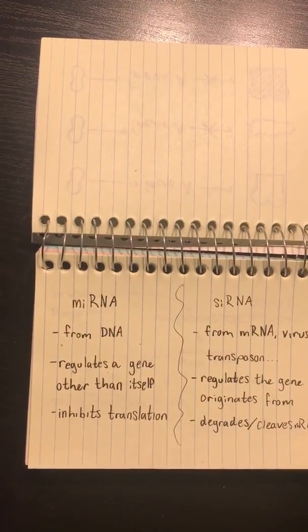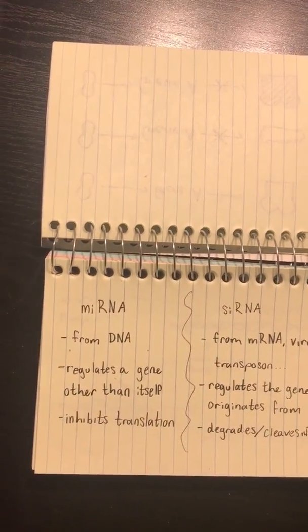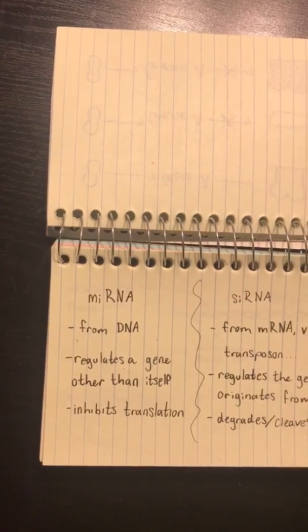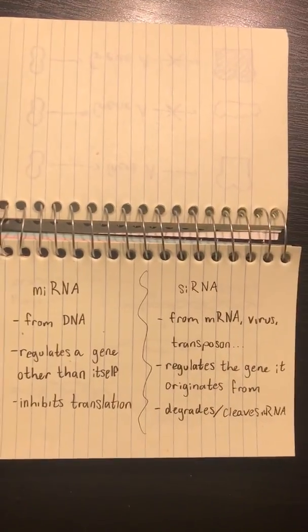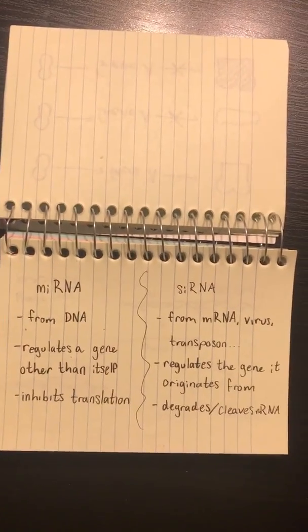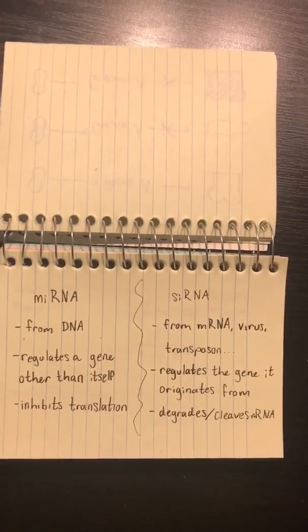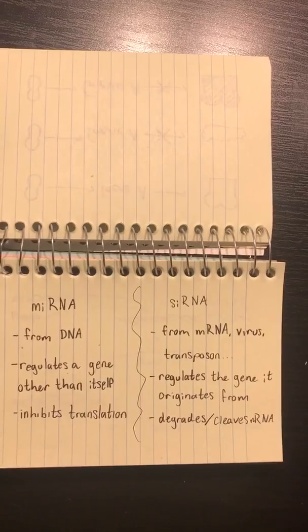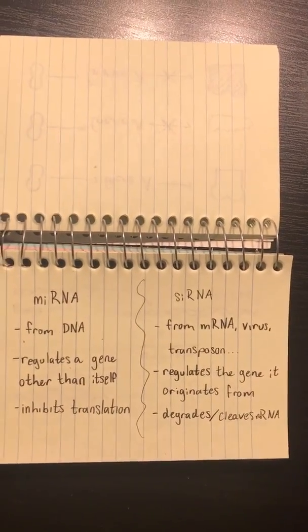The differences are that microRNA is transcribed from a gene to take effect on a different gene and works to inhibit translation of the mRNA. siRNA works on its own genes, and the goal in this case is to cleave and degrade the mRNA.